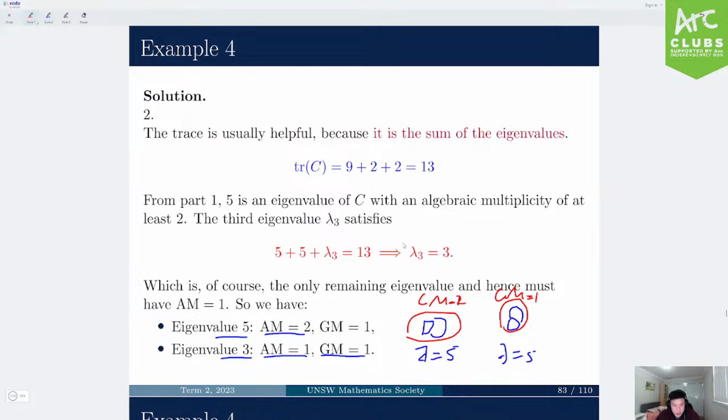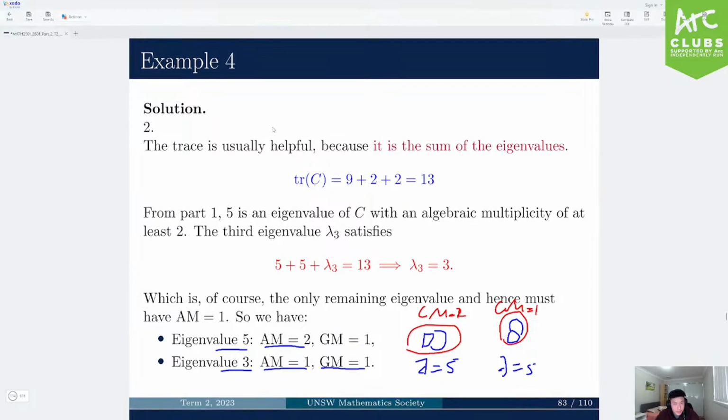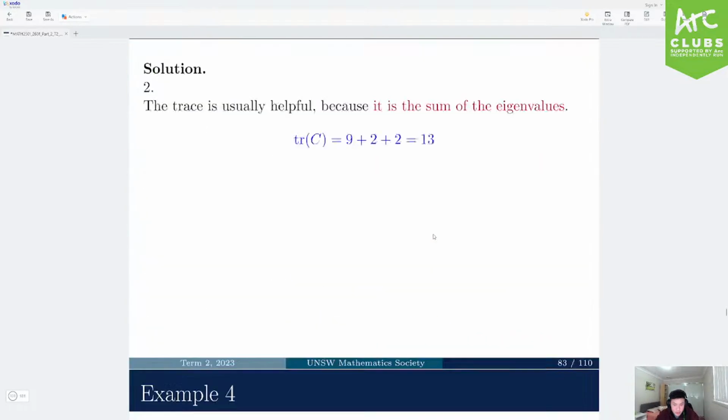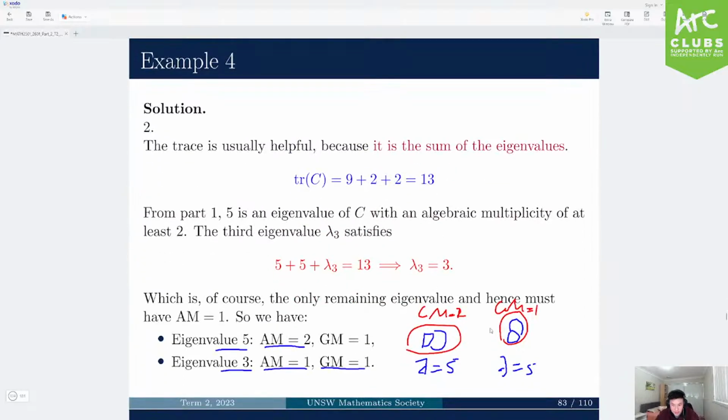Okay, and because we have a chain of length 2, right? We had C minus 5I times v and C minus 5I squared times v. We had a chain of length 2. We must have the second case here, where we have GM is equal to 1. All right.